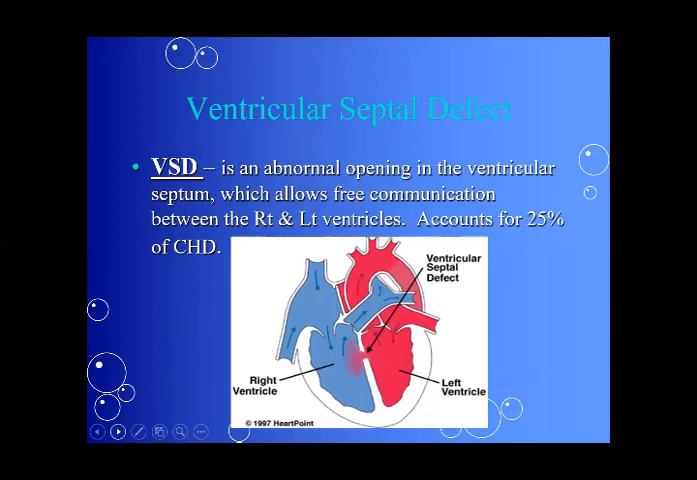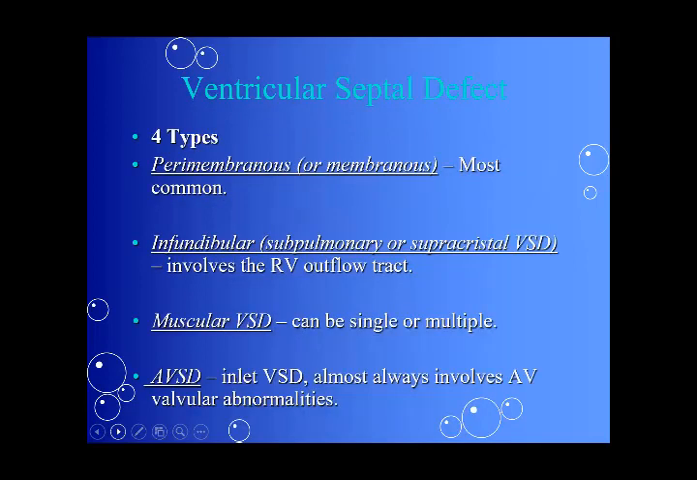Again, if you remember from your embryology, the ventricular septum usually develops from the left side and the right side of the heart. There are two parts of the ventricular septum that come from the left and the right side, and they join in the middle. There are usually four types of ventricular septal defect. Number one is the membranous type, which usually occurs in the membranous part of the ventricle.